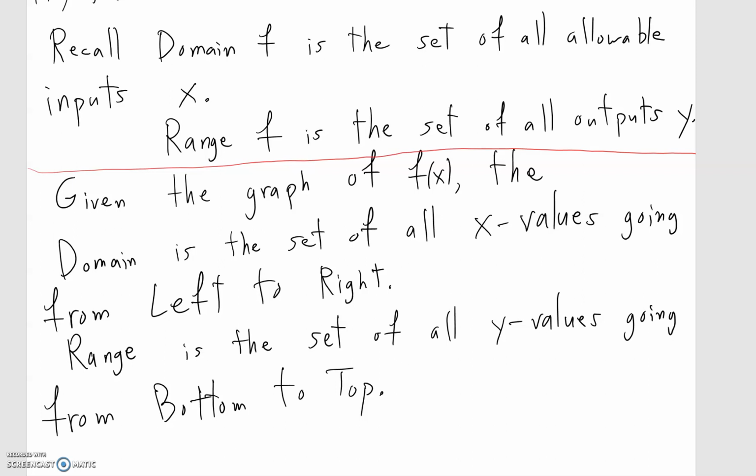So from section 3.1, we know that the domain of a function f is the set of all allowable inputs x. The range of a function f is the set of all outputs y. If you are given the graph of a function, can you find its domain and range? The answer is yes. If you are given the graph of a function f of x, the domain is the set of all x values going from left to right. The range is the set of all y values going from bottom to top.